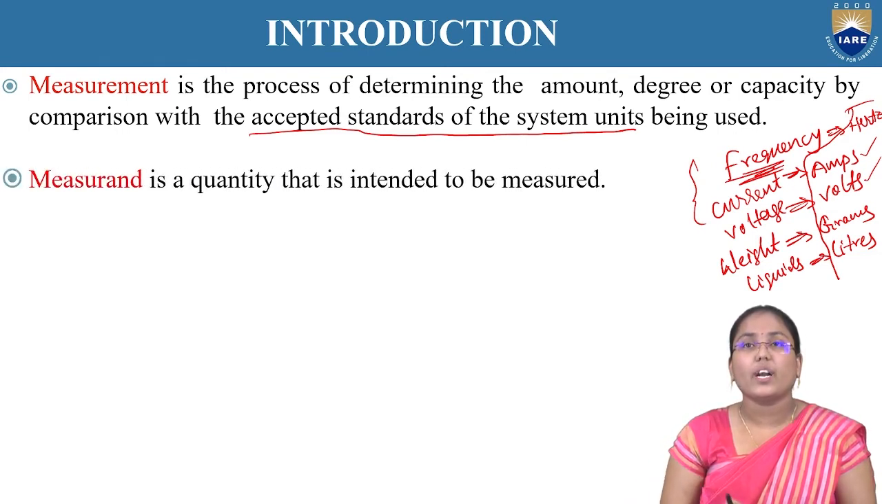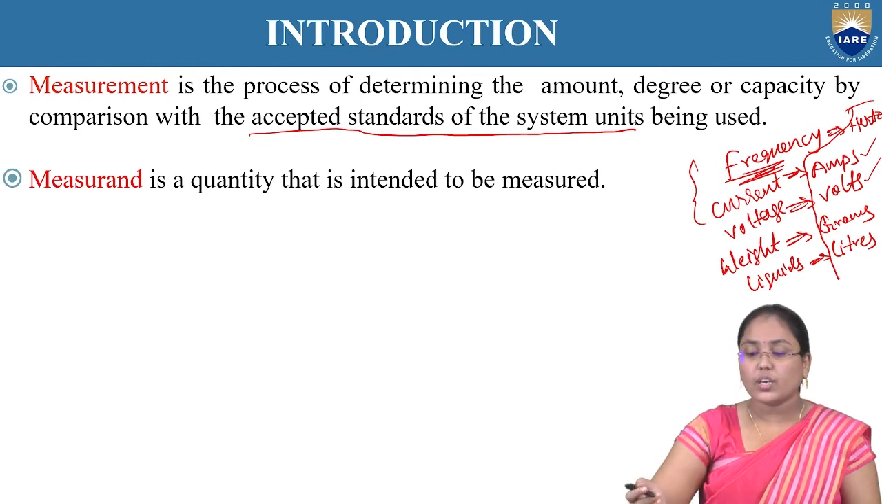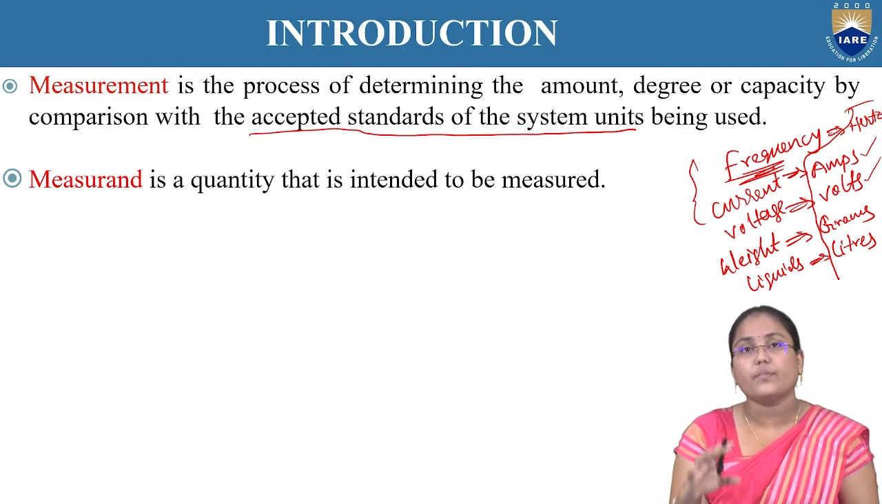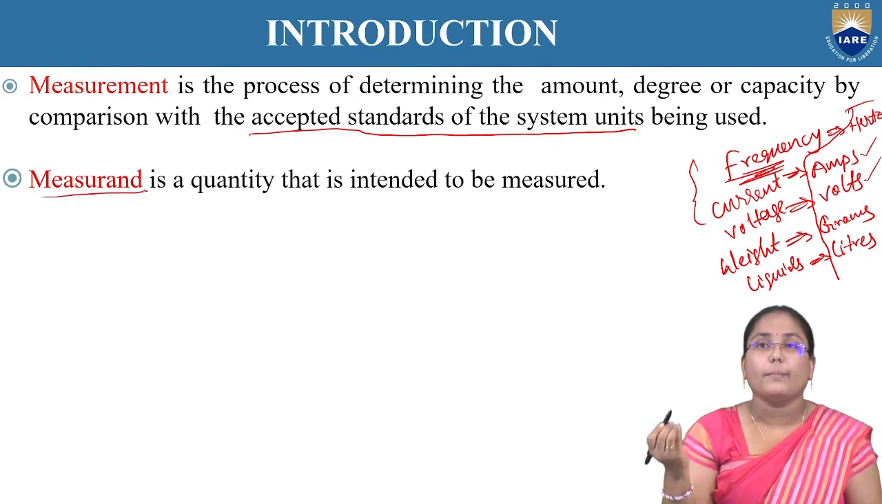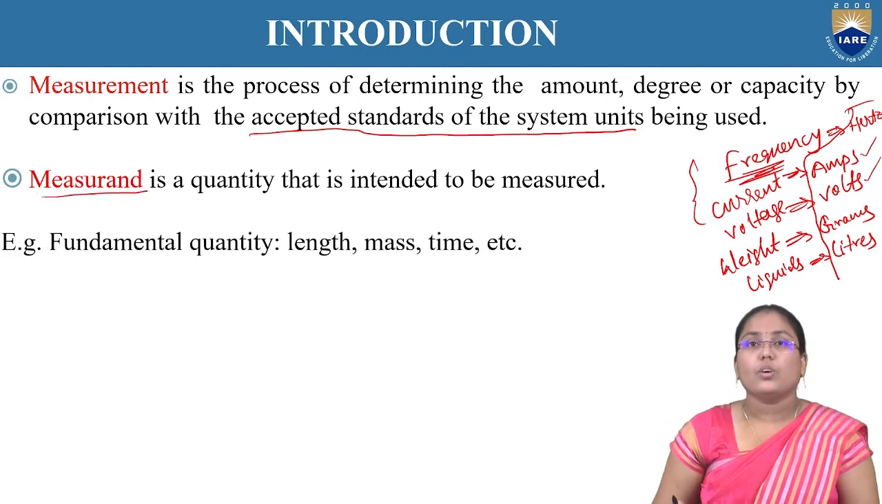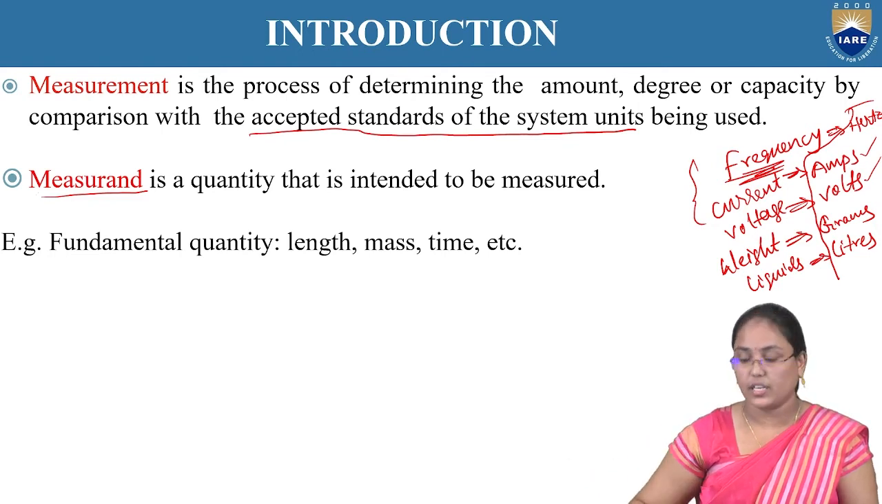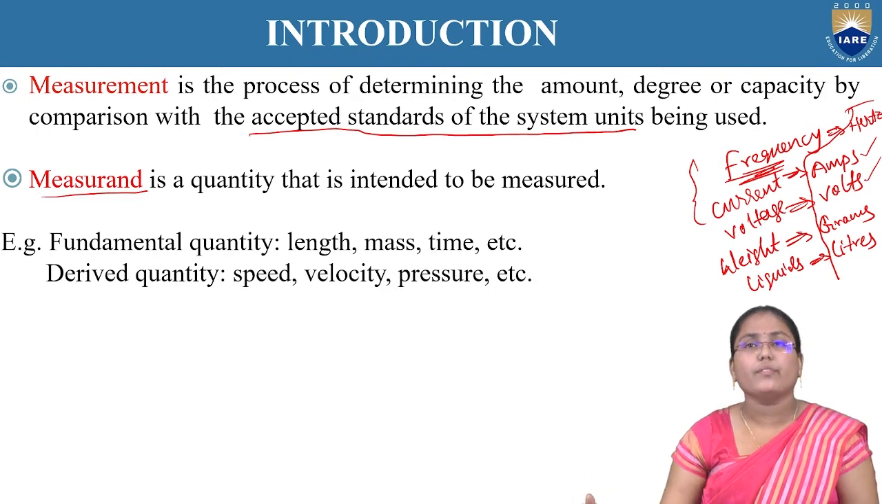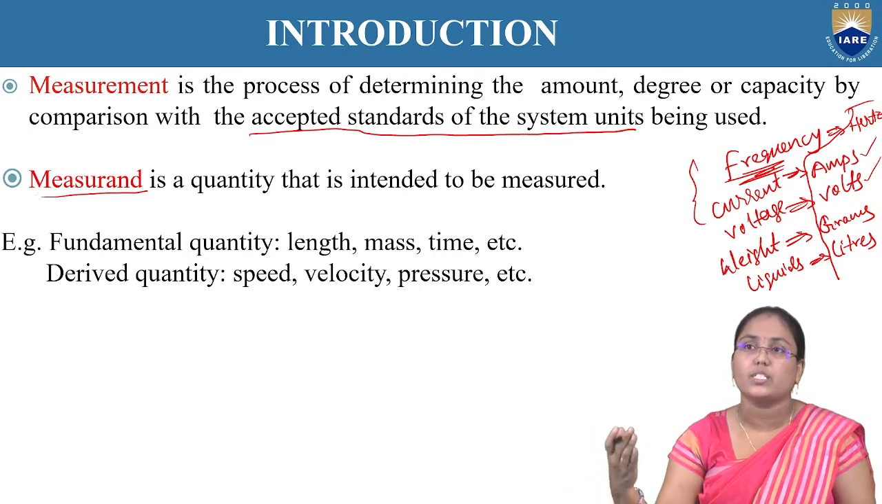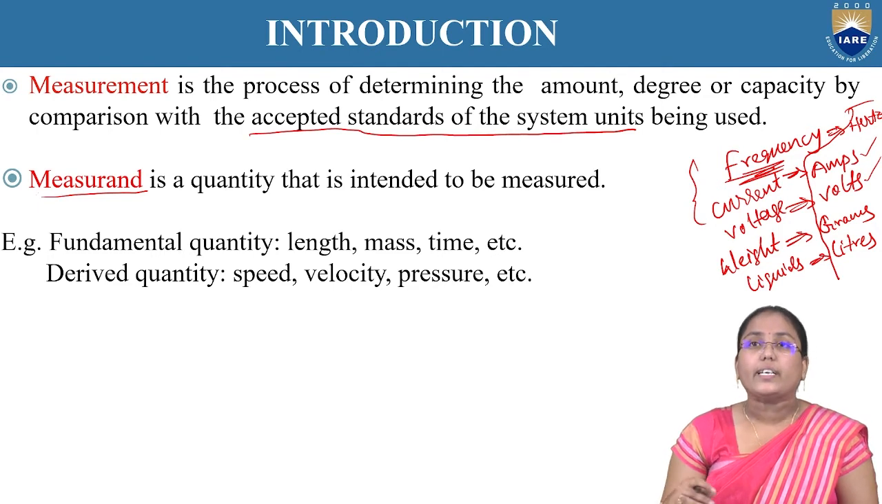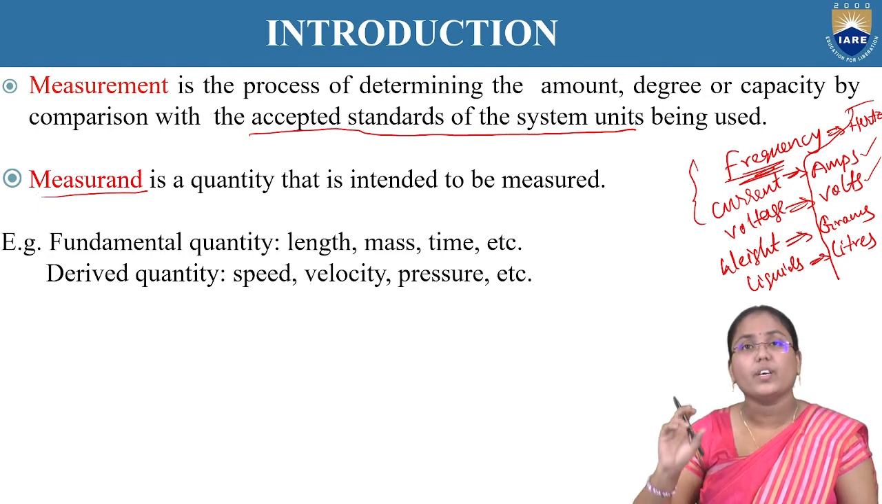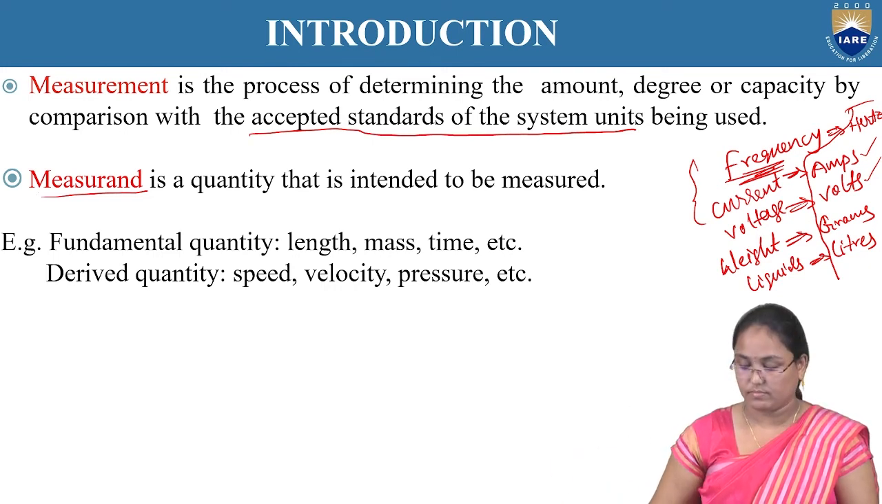A measurand is a quantity that is intended to be measured. Whatever quantity we have to measure is nothing but the measurand. For example, we have fundamental quantities such as length, mass, time, etc. And we have derived quantities which are speed, velocity, pressure, etc. And when we come to electronics, we have different things like frequency, current, voltage, power, and time period. These are the things which we are going to measure.